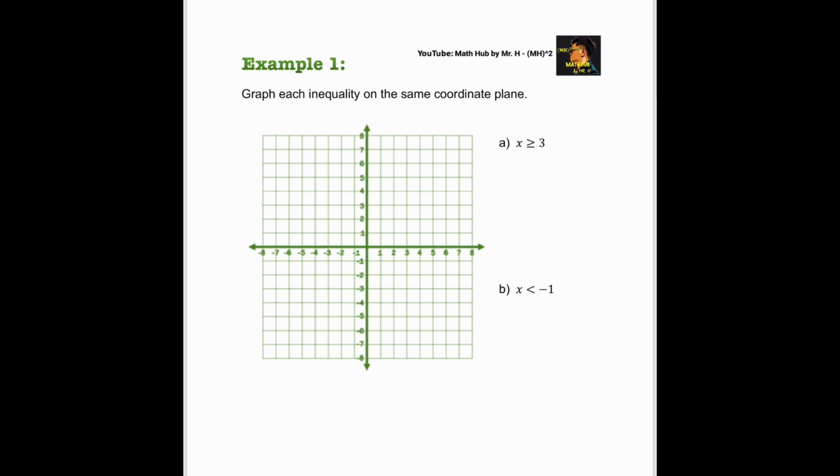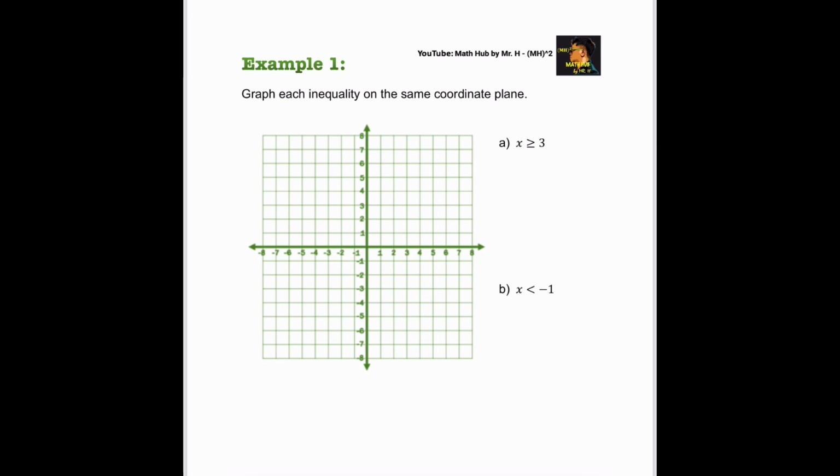Example 1. Graph each inequality on the same coordinate plane. Alright, so for this example, I need you to remember two things. The first thing is, since you're only seeing the x variable in the inequality, we will be expecting a vertical line graph here. The second thing that I need you to take note of is the inequality symbol.